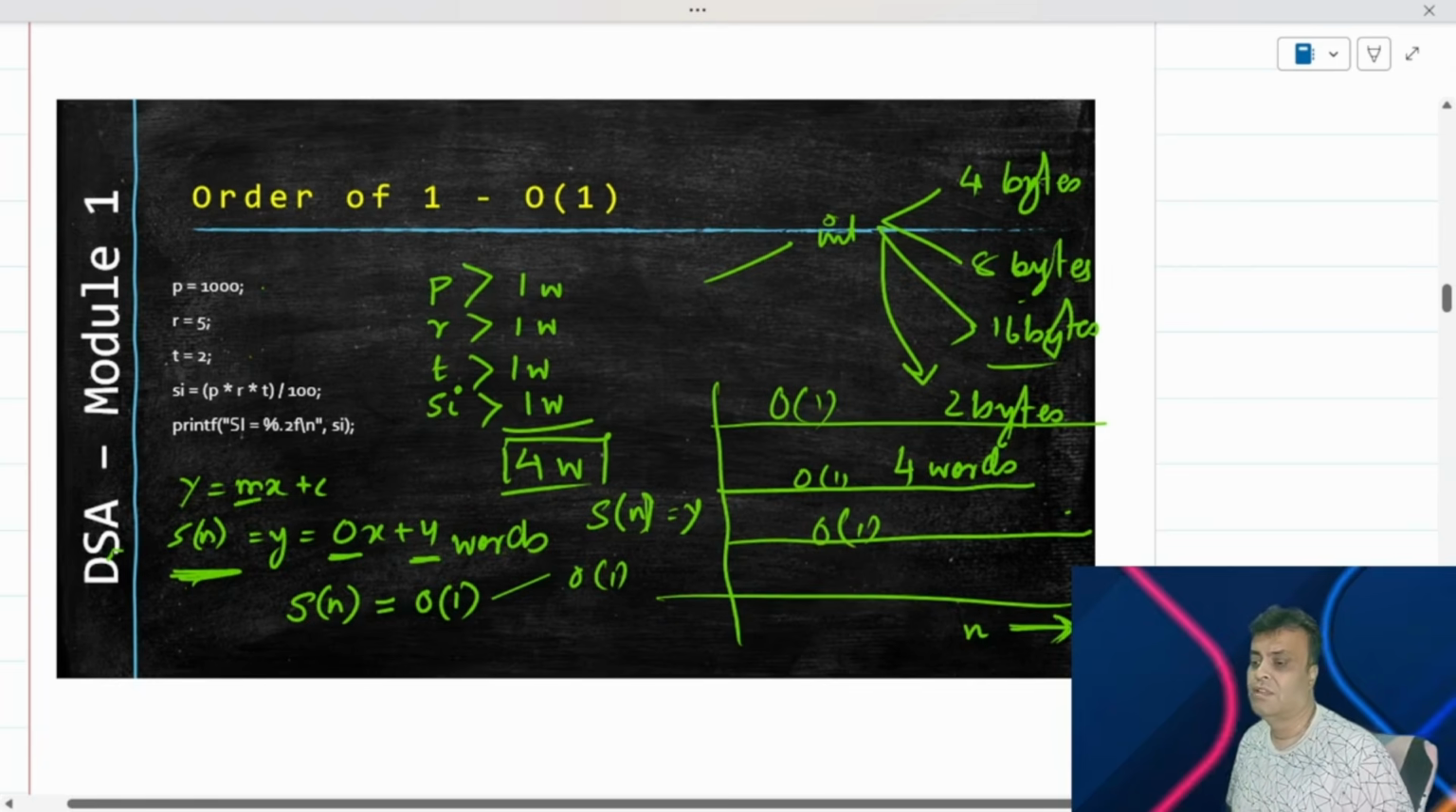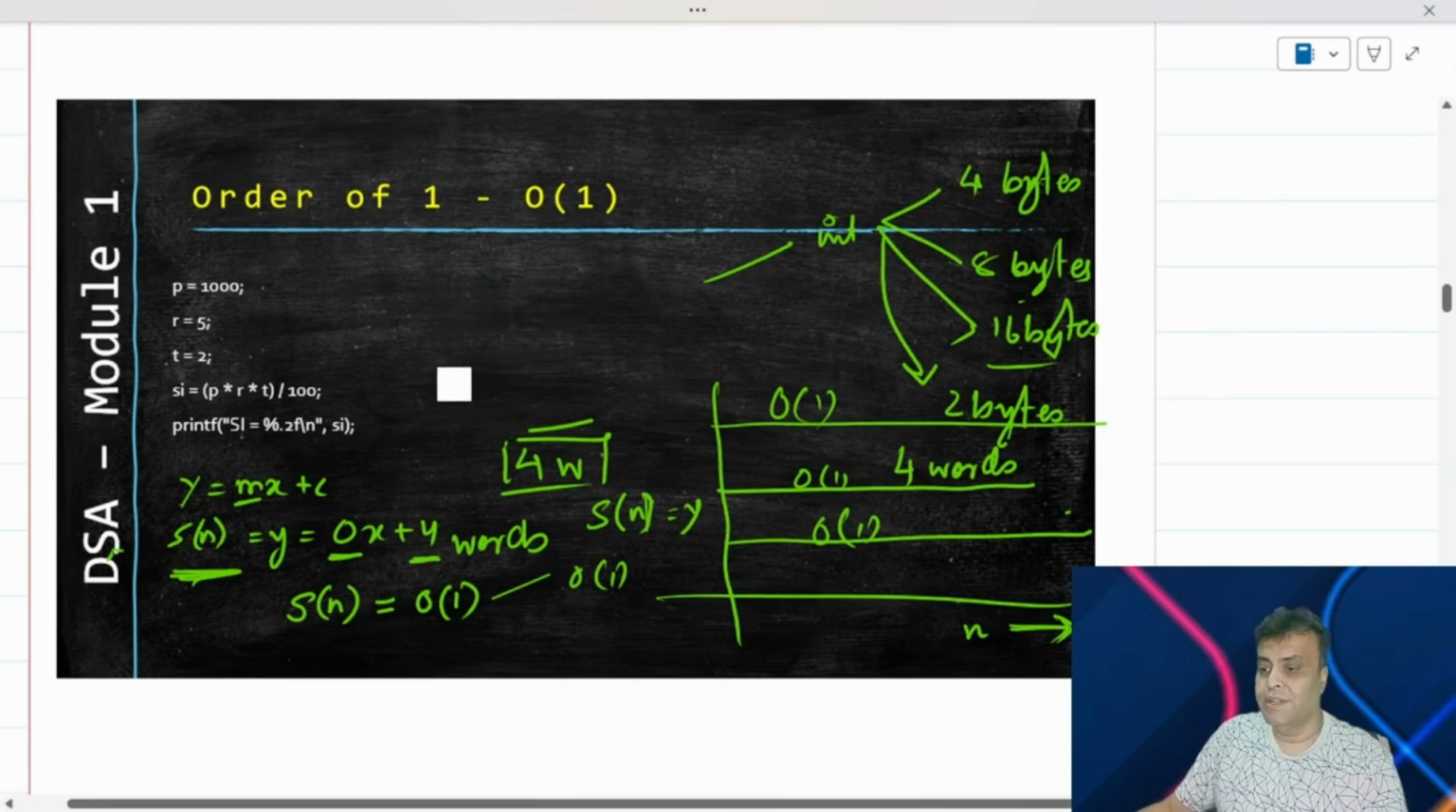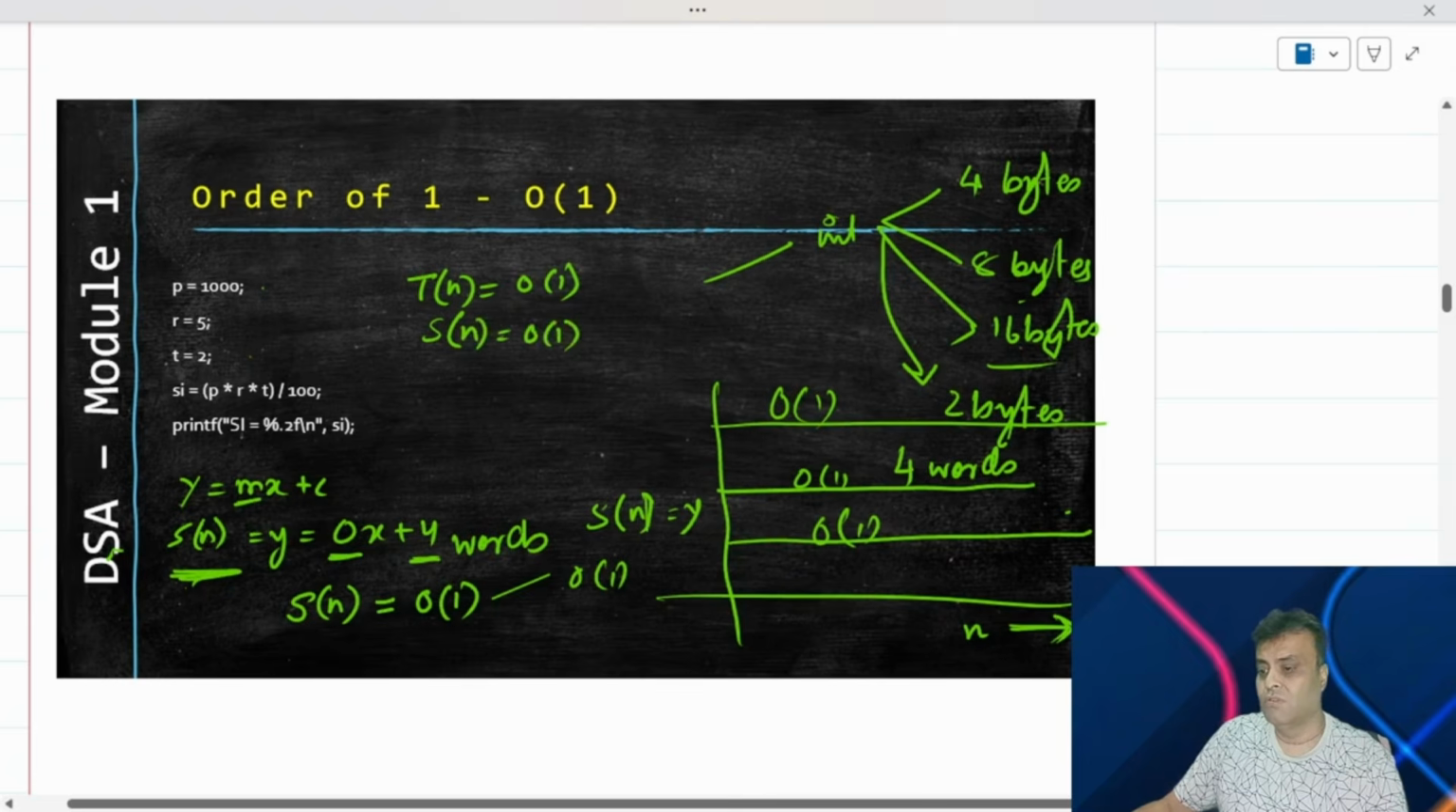So you have an Sn, which is the space complexity as a function of the number of inputs, and it says that I'm not going to change with the number of inputs as far as this example is concerned. So the net result of this particular algorithm is that my time complexity for this algorithm is order of 1. My space complexity of this algorithm is also order of 1. That is the answer to this particular algorithm.